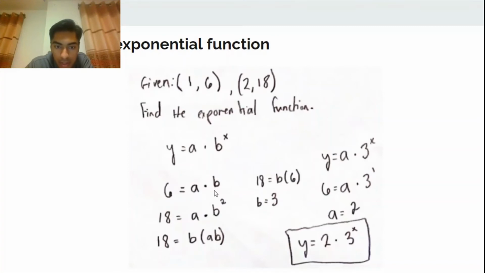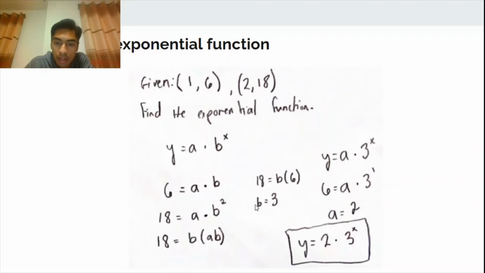So we can just substitute 6 in for a times b. And then we get 18 is equal to b times 6. And then we can divide both sides by 6, and then we get b is equal to 3. And that only gives us our b value. Now we have to solve for our a value, which is our initial value.